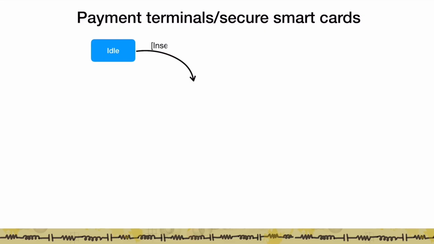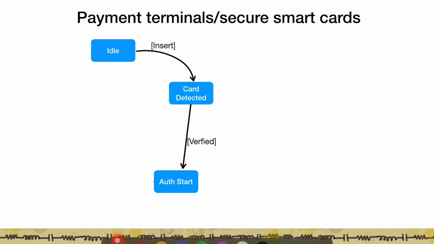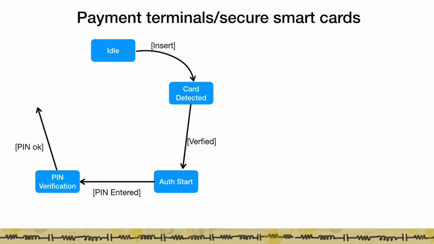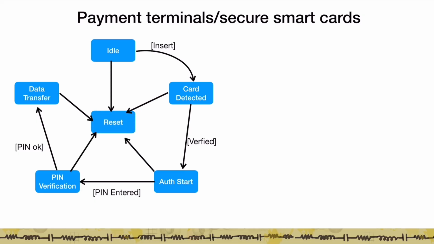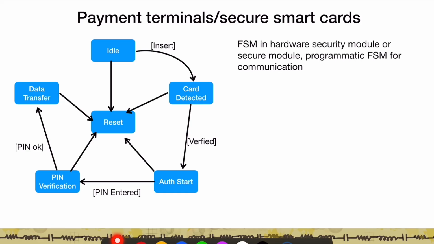Say you're looking at secure smart cards. Again, you start off with an idle state. When you insert the card, it goes into card detected mode. Once the card is verified, it goes into an authorization start mode. You enter the PIN and it is verified. If the PIN verification is okay, then it goes into data transfer, and then you can transfer data. And again, like everything else, you will have a reset state here, which is basically pushed into when it's done with processing, right?